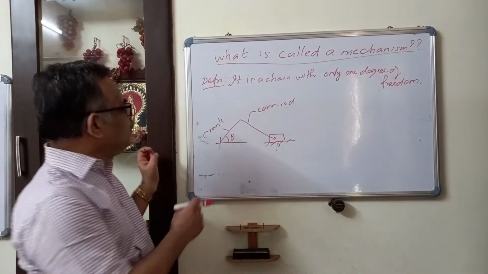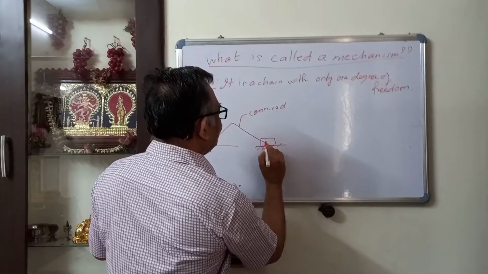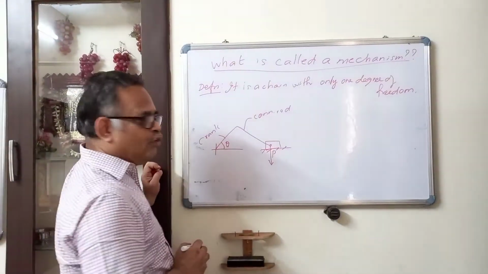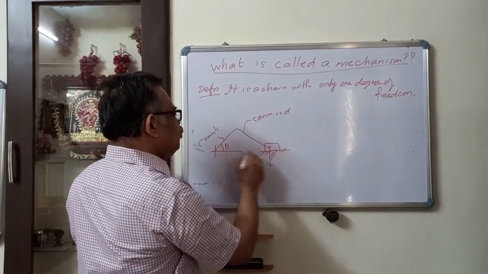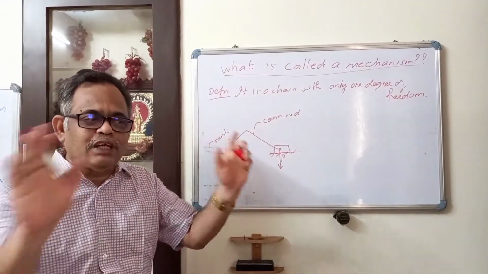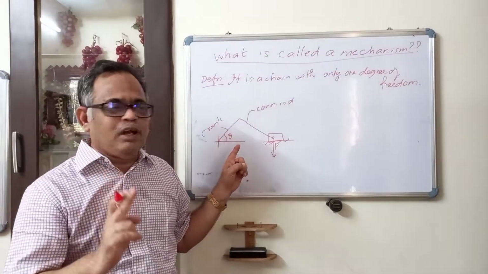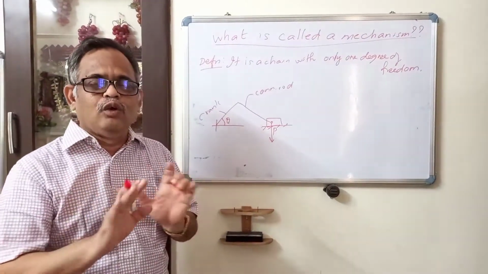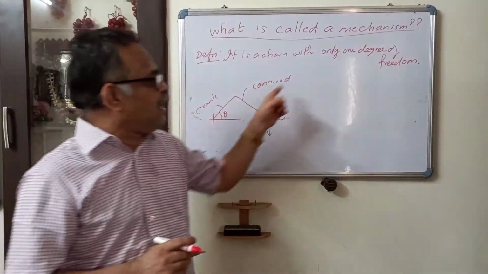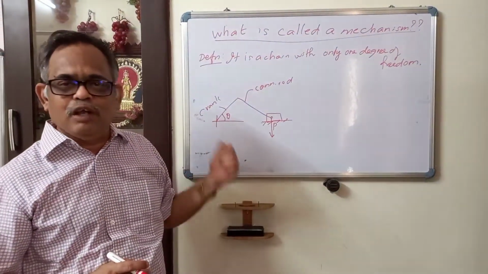Instead of fixing theta, let us assume this particular position you fix, then automatically it becomes theta. So by fixing any one link in the mechanism, the relative position of all the other links is fixed. So only one variable in this mechanism is sufficient to fix the relative position of all the links. Such a chain with only 1 degree of freedom is called a mechanism.